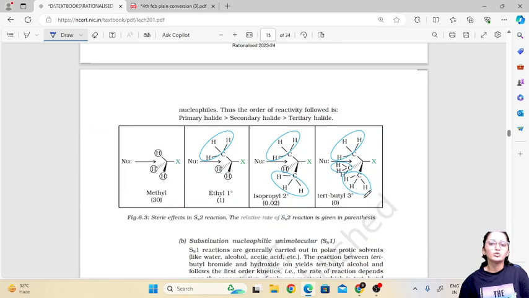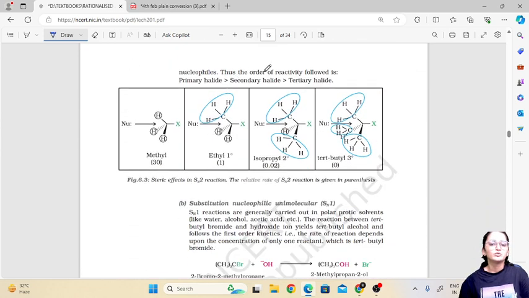Okay, reactivity, who will react more towards SN2? Primary halide reacts more towards SN2, then secondary, then tertiary. Before primary we have methyl halide, so CH3X will react most towards SN2. Now why is this so? Because when you have a simple methyl halide, there is no steric hindrance which will cause a hindrance to the incoming nucleophile attaching to the carbon.